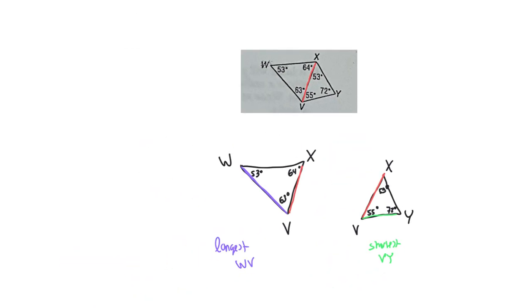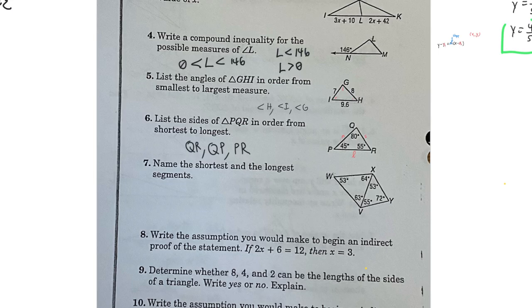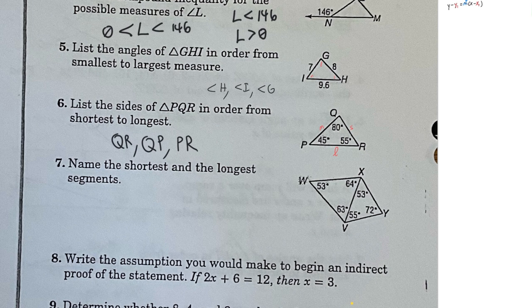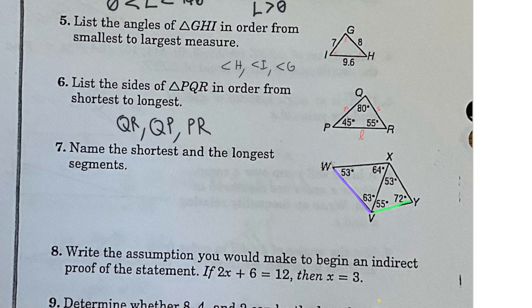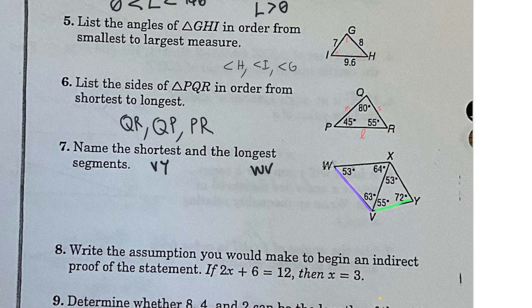So let's remind ourselves that they were asking for the shortest and longest segments in the whole diagram. Well, what we just discovered is that the purple one is the longest segment in the whole diagram, and this green one is the shortest segment in the whole diagram. All right, so you'd have to label that the longest is WV and the shortest is VY. So that's that.